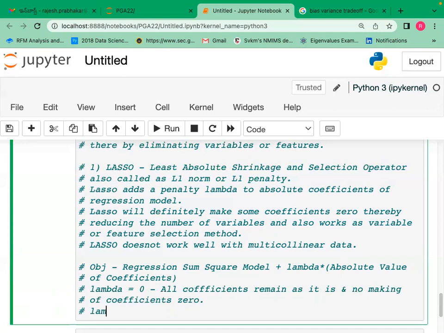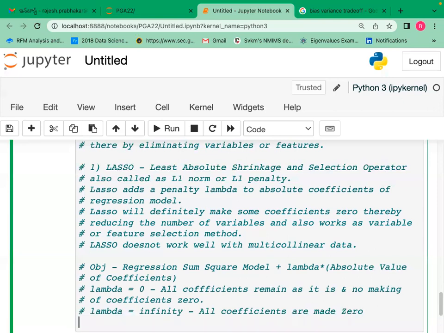If you give lambda equal to infinity, all coefficients are made zero. Again, this is also a problem. You can't give lambda as infinity because it will make all coefficients zero.